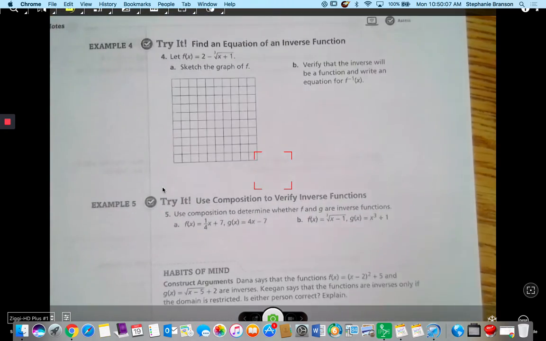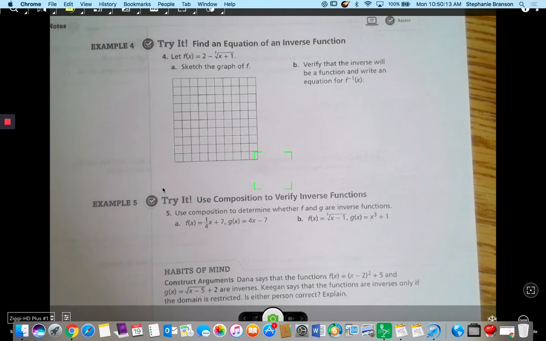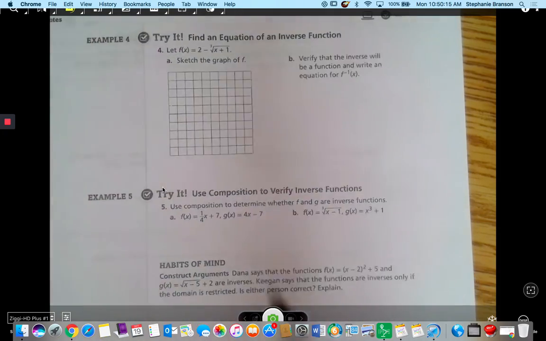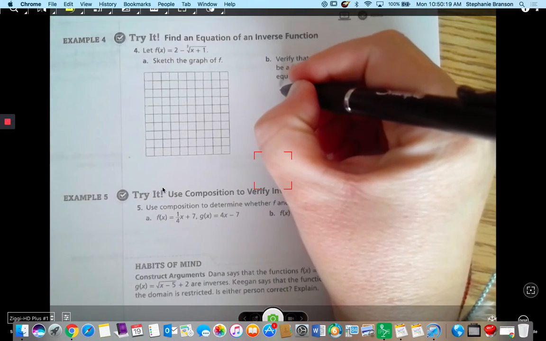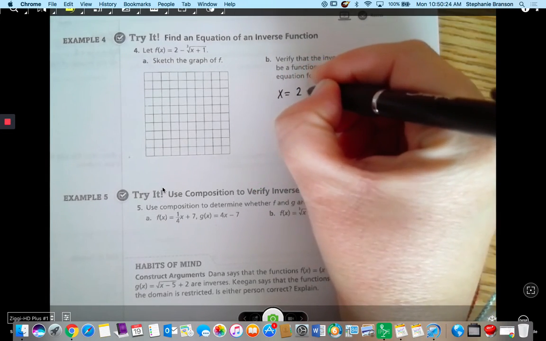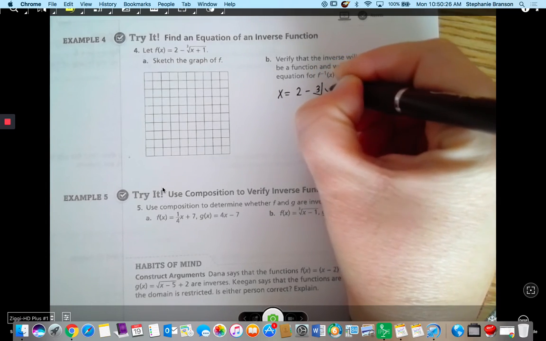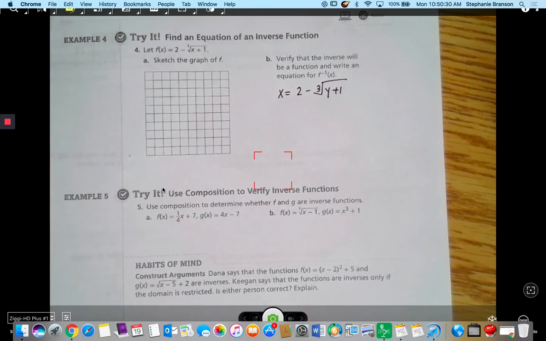Alright, they want us to write an equation, and they want us to find basically the inverse of this equation here. So again, anywhere we have a y, we're going to replace it with x. So we're going to say x equals 2 minus the cube root of y plus 1. We're going to find our inverse equation, and then they want us to make sure it is a function.